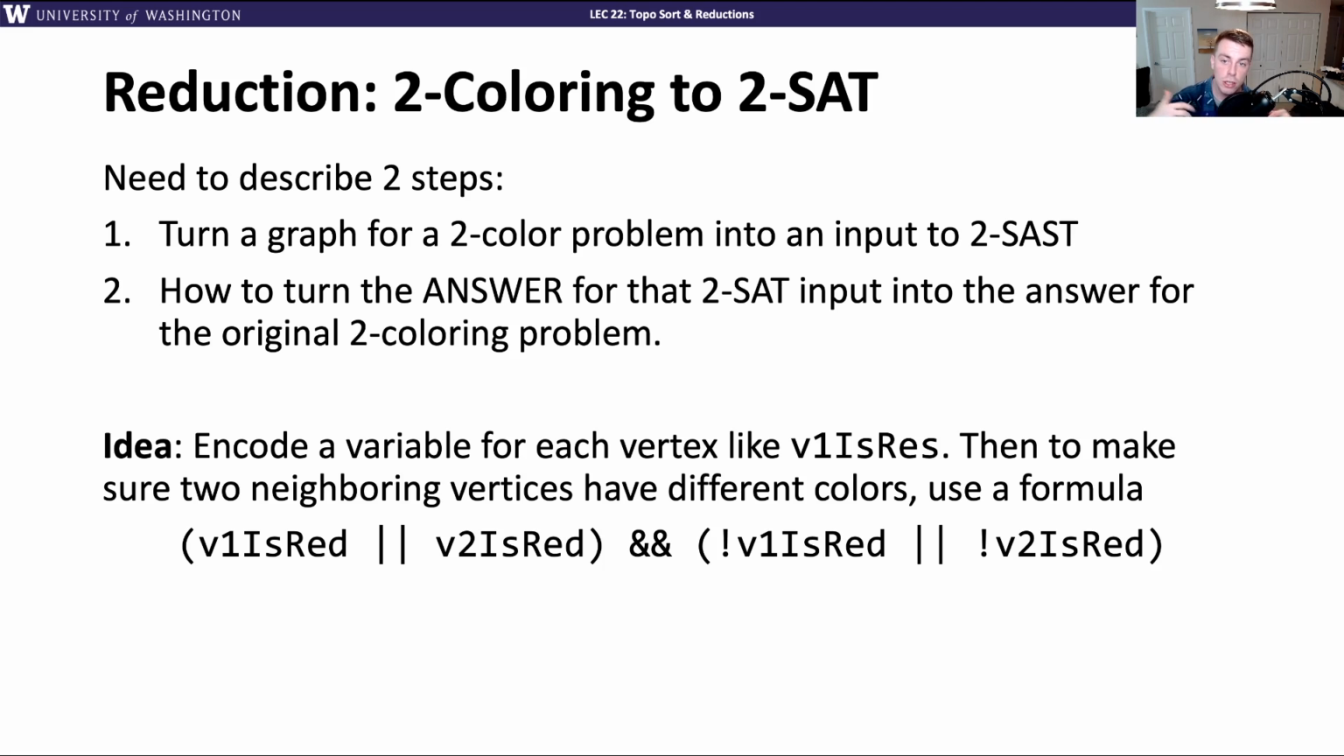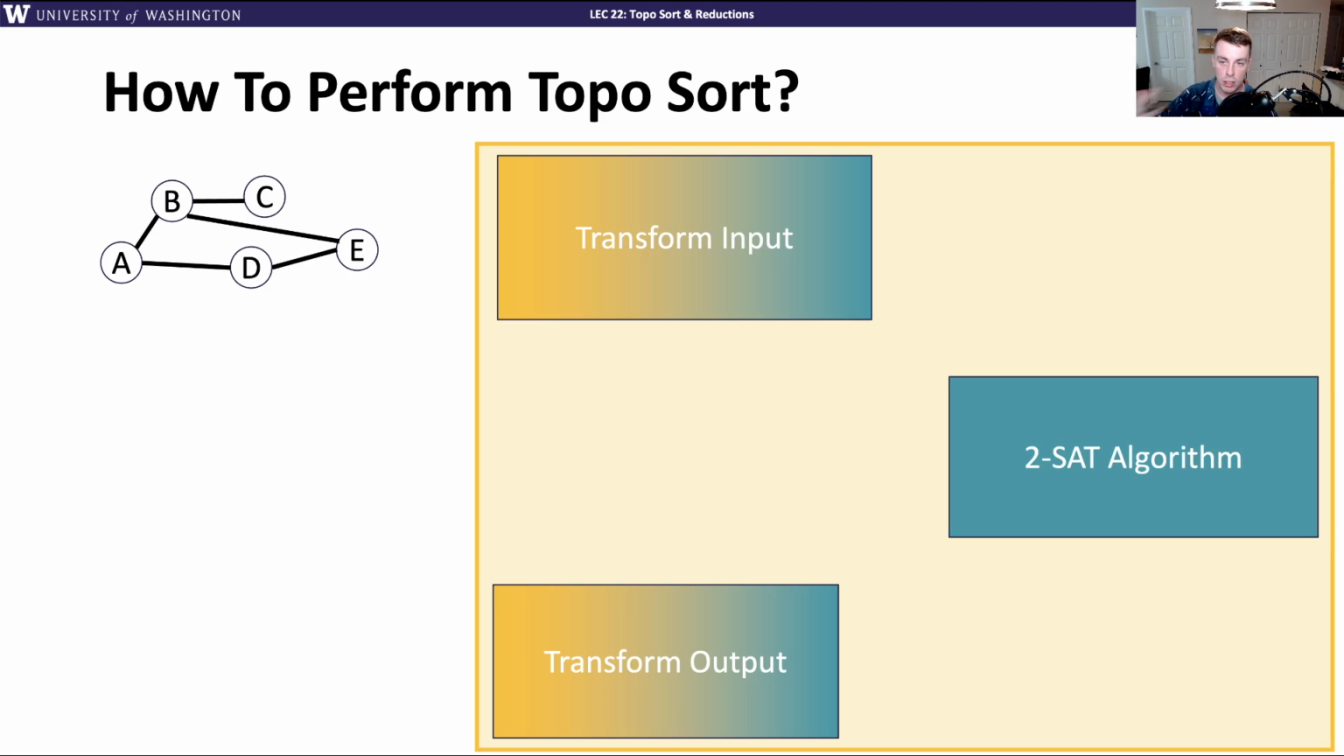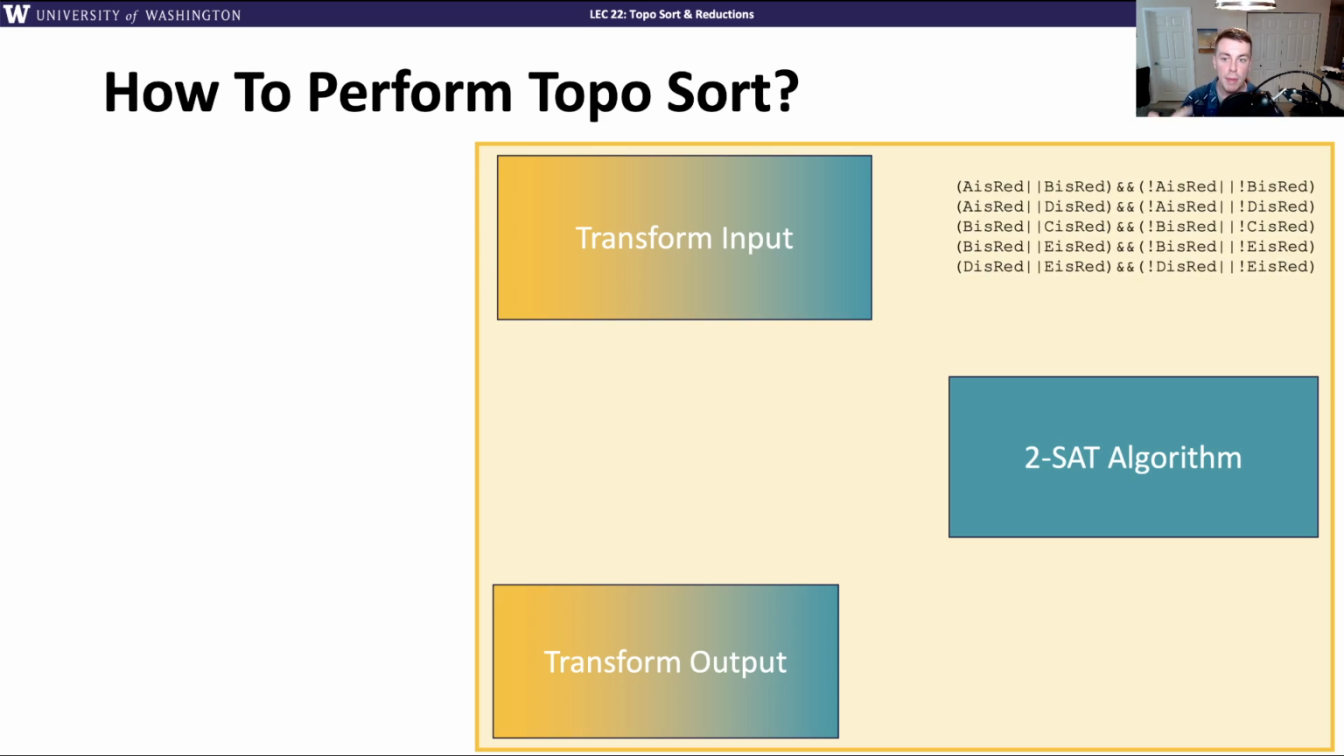And so the reduction is just coming up with these formulas for the entire graph. And so this is what this will look like. We start with our graph, and we transform the input in the way I just described. So for each edge, you make a formula saying that one side of the edge is red or the other side is red, and they're both not red.